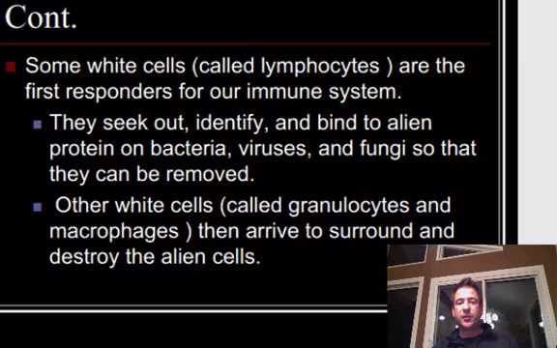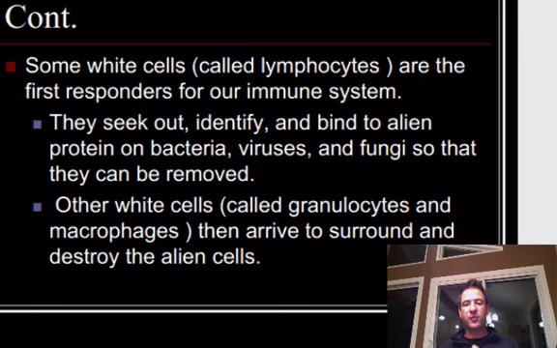So they're kind of our first responders of the immune system. We're going to talk about the immune system as well, but what they do is they seek out, identify, and bind to alien proteins on bacteria, viruses, and fungi so that they can be removed. Then other types of white cells arrive to surround and destroy the alien cells, and we'll talk about that with immunity. When we talk about immunity and fighting infections, disease and pathogens, the white blood cells are the ones doing that.